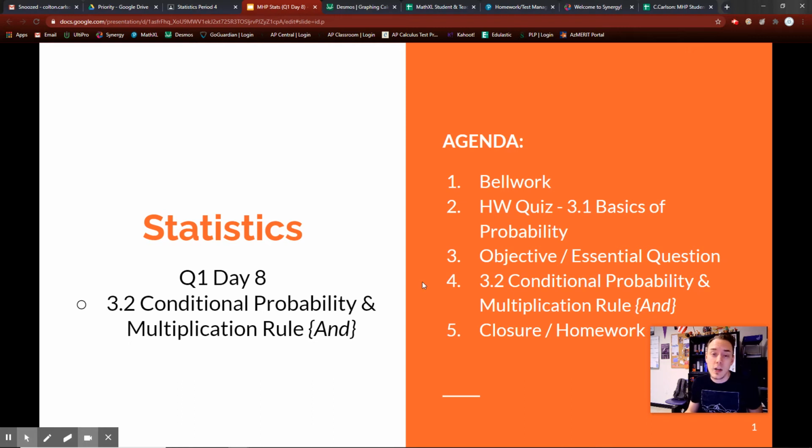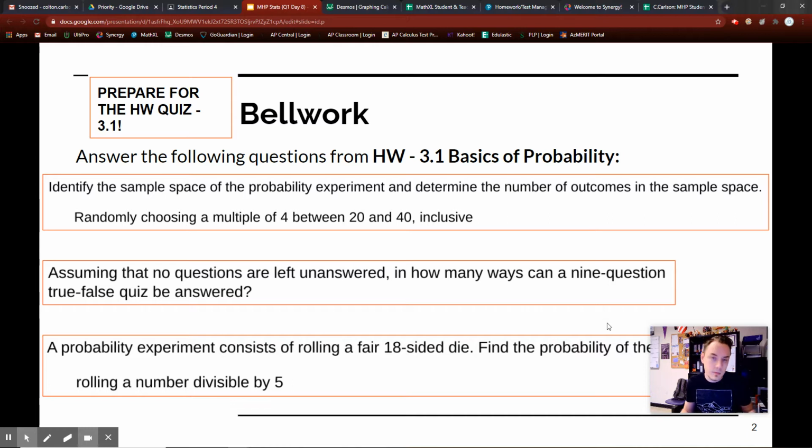Welcome back, stats. We're going to do day 2 of probability and get into 3.2, what we call conditional probability and the multiplication rule. We're going to go through bell work, reviewing some of 3.1 basics of probability. We're going to go through that homework quiz, obviously the objective and essential question. Then we're going to go through many examples for 3.2 conditional probability. What is it to be conditional, the conditional probability? And then we're obviously going to go through the closure, homework, summary, and so forth.